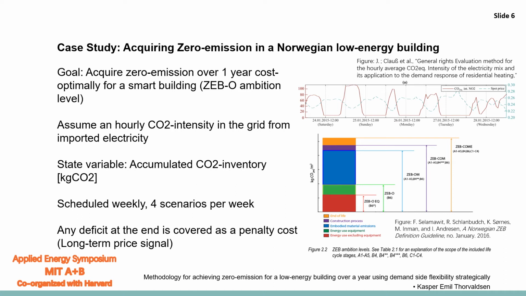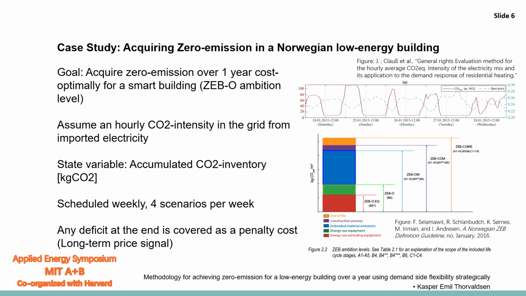So in order to be able to get a zero emission goal over the course of 1 year, we assume hourly CO2 intensity in the grid from imported or exported electricity. This is based on a tracing algorithm that was developed by Dr. John Claus in the paper referenced on the top right here, where he made a tracing algorithm to find the average CO2 intensity in each bidding zone in Europe based on historical data. And we have used that as input into this model.